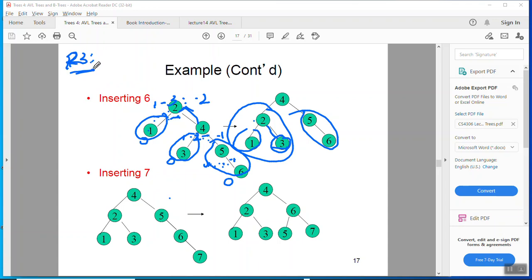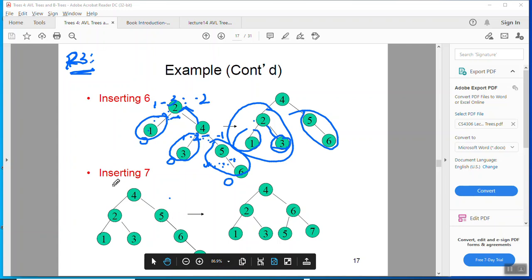Okay, now similarly, I wanted to write a formula for the left rotation, and then formula 3 and 4. I'm coming to formula 3 and 4 separately with another example, but let me finish this one. So how about inserting 7? 7 is greater than 6, right? It will go on the right side, and every time we do an insertion, we need to check the balance factor.